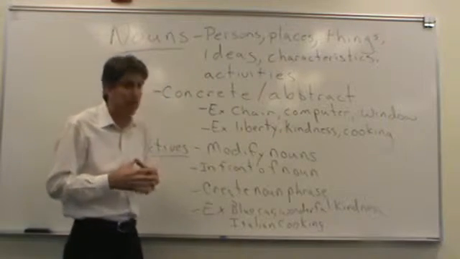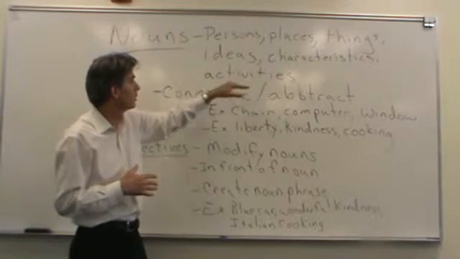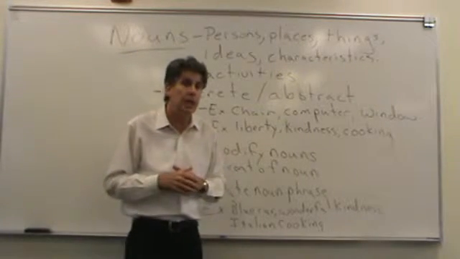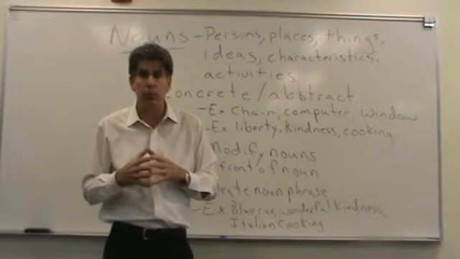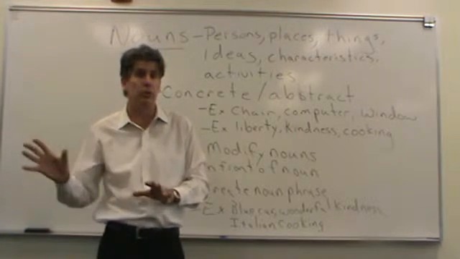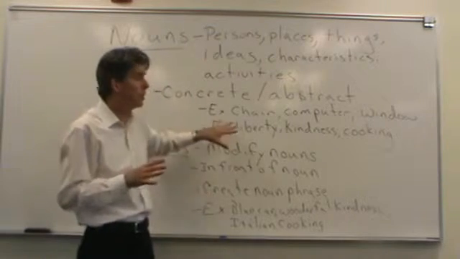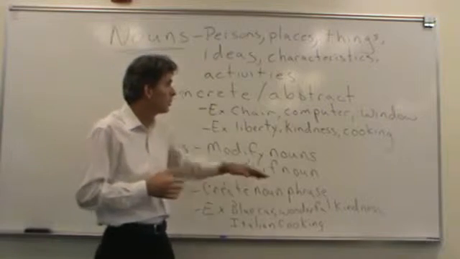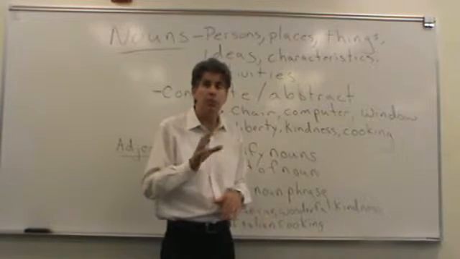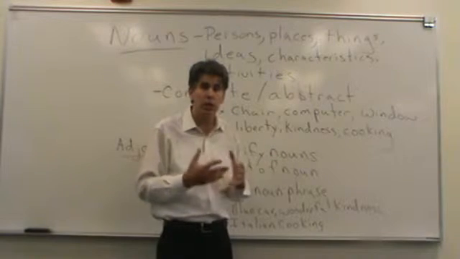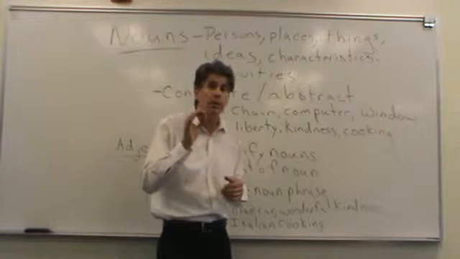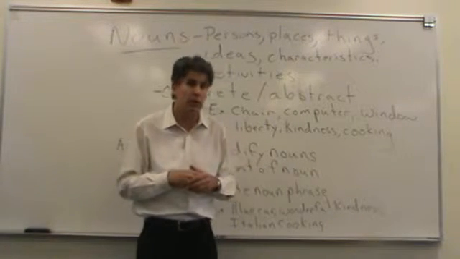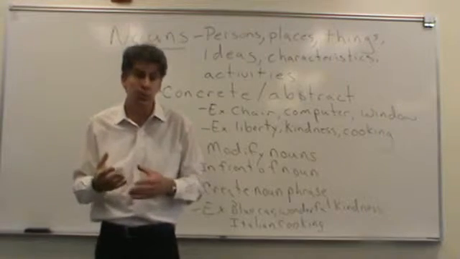This is really the second half of the definition. These are the ideas, characteristics, and activities. All of these words, liberty, kindness, and cooking, can be nouns. Oftentimes, and this is part of what's challenging about doing chapter 2 without chapter 3, the part of speech as a noun can be determined by its function within the sentence. That's why a word like cooking, many people look at it and think, oh, it's got ing on the end, it must be an action. Sometimes. Sometimes it can actually be a noun, and sometimes it can even be an adjective. It's going to depend upon its function within the sentence.